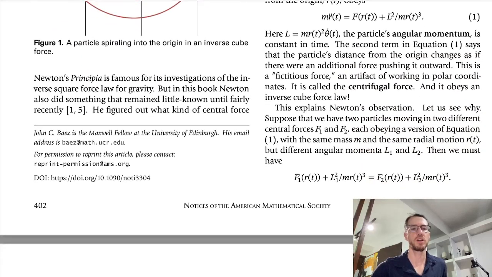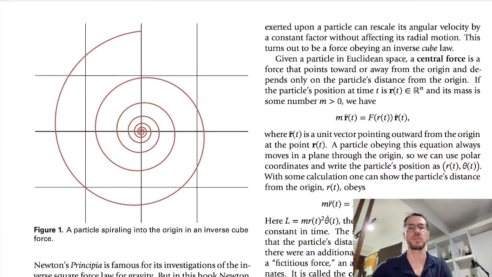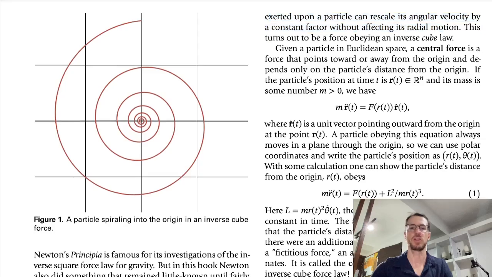Newton's Principia is famous for its investigations of the inverse square force law for gravity. But in this book, Newton also did something that remained little known until fairly recently. He figured out what kind of central force exerted upon a particle can rescale its angular velocity by a constant factor without affecting its radial motion. This turns out to be a force obeying an inverse cube law.